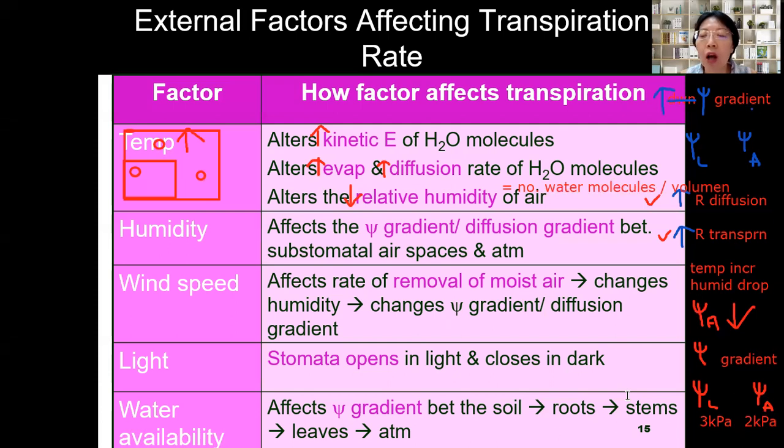Now, because the temperature has increased, humidity in the atmosphere has dropped. That means water potential of the atmosphere has dropped. So it has dropped from 2 kilopascal, slightly, to 1 kilopascal. So now you tell me, the water potential gradient between the leaf and the air after the water potential has dropped, is the gradient steeper or less steep?